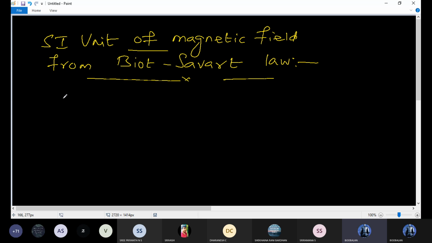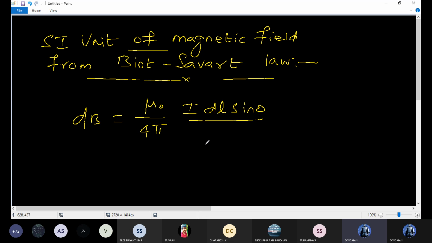Okay. So now we already know that the SI unit of magnetic field is Tesla. And the Biot-Savart law formula: dB, the magnetic field, is equal to mu naught divided by 4 pi, that is a constant value, times I dl sin theta divided by r square.